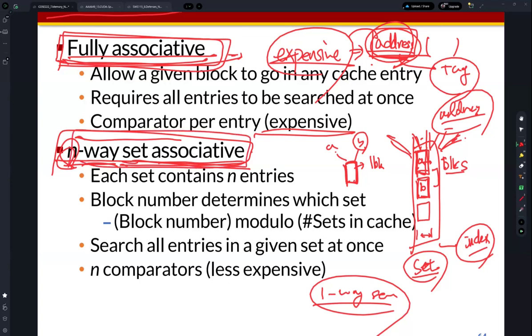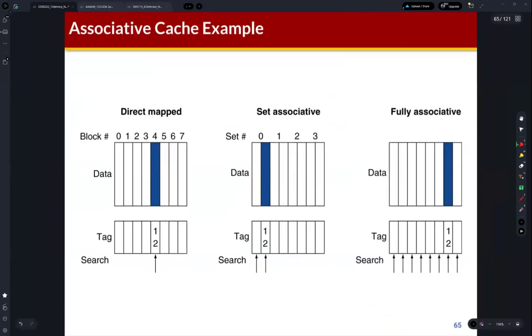Unlike the fully associative cache, if the target set is determined by the address, then we can just compare the blocks in the target set. So what is the benefit? We can reduce the number of comparisons, because if the set is determined by the address, we can compare just the n blocks. Okay, this is the n-way set associative cache.